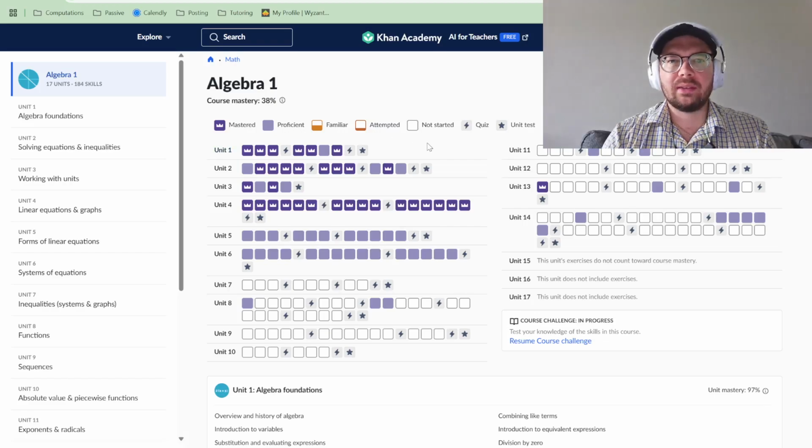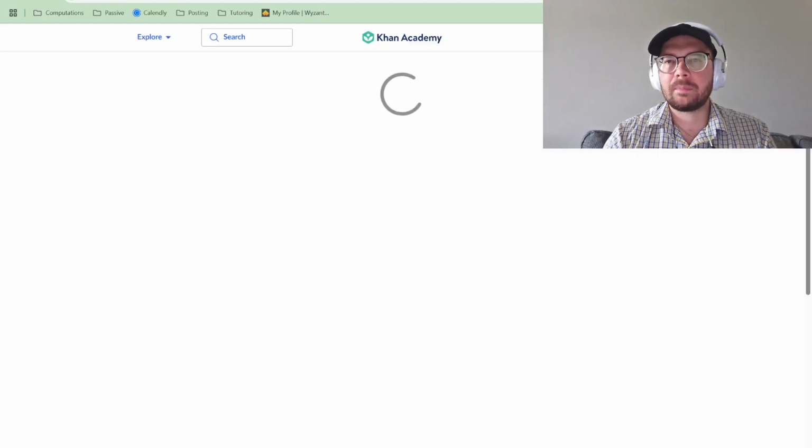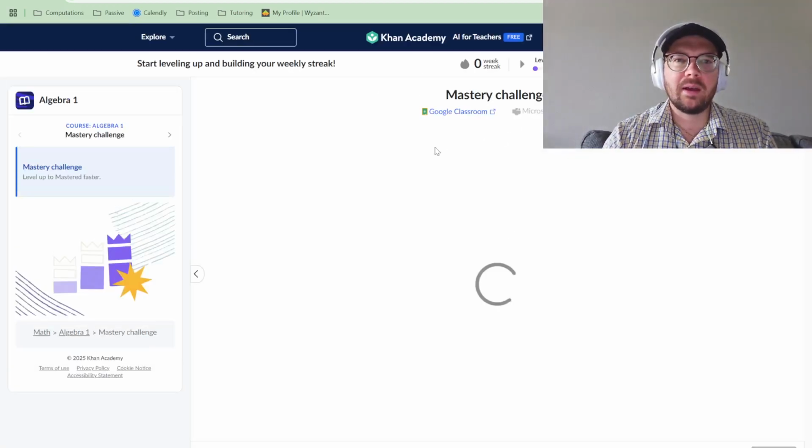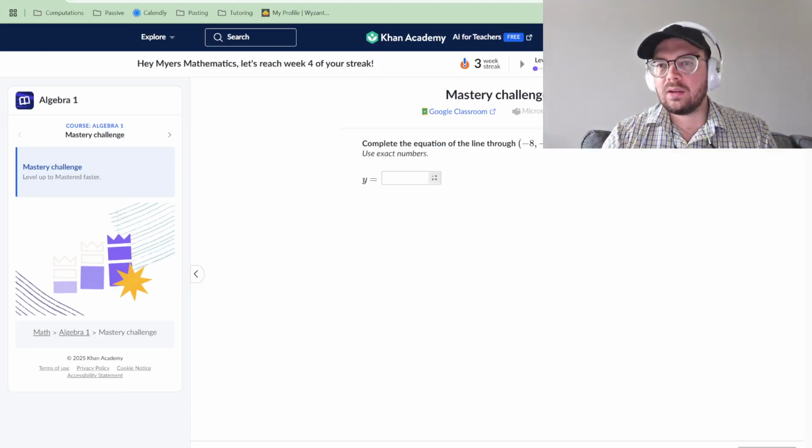So I've done a little bit of that. I haven't done too much on here because I don't need to. I'm using this from more of a tutor teacher perspective. But if you want to level up pretty quickly, instead of going topic by topic or unit by unit, you can click on the mastery challenge. So I'm going to do that. I'm going to pull it up over here, and then at the bottom right, you can hit let's go.